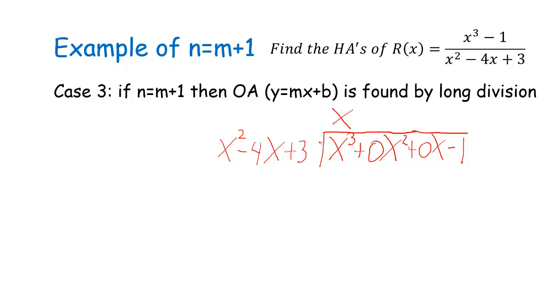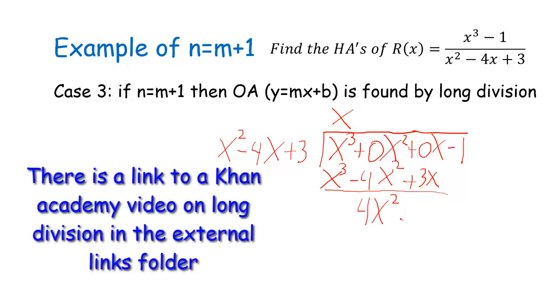Then I take x and I multiply it by this whole polynomial and line up like terms underneath like terms. X cubed, then x times negative 4x is negative 4x squared, and then x times 3 is 3x. And now I subtract. Okay, 0x squared minus negative 4x squared is positive 4x squared. And 0x minus 3x is negative 3x. And I bring down the 1.